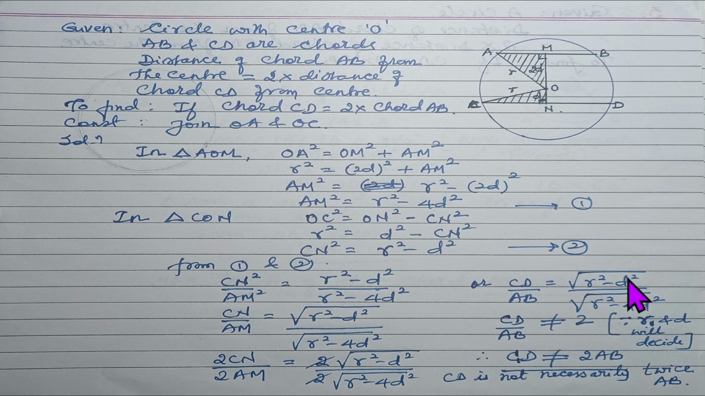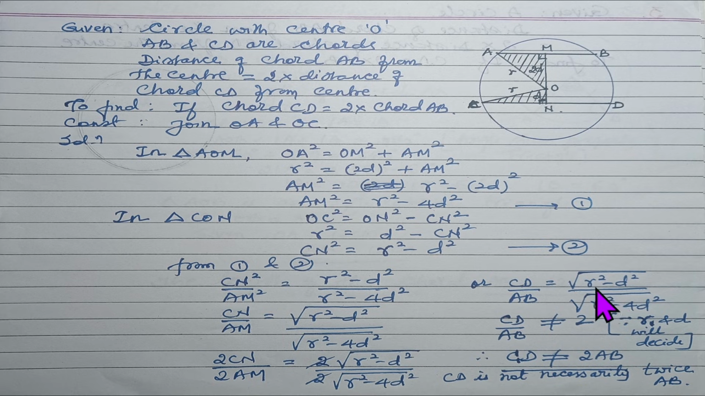Now if you look at the RHS, the value of the RHS depends on the radius of the circle and the distance of the 2 chords from the center. Therefore the value is not 2 at all. Therefore CD upon AB is not equal to 2. If it is not equal to 2, then there is no question of CD becoming twice AB. So CD is not necessarily twice AB.